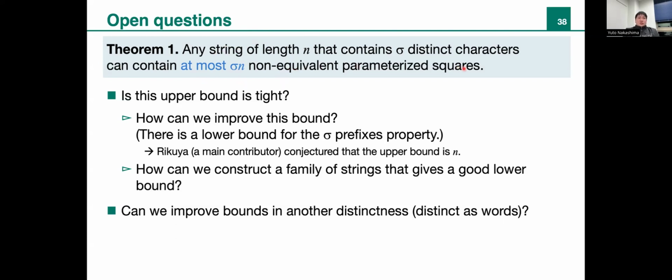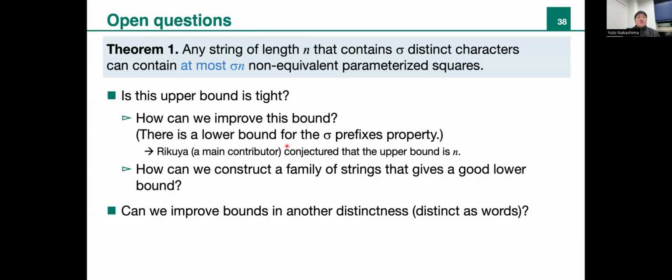So one natural open question is whether this upper bound is tight. How can we improve this upper bound? Or how can we construct a family of strings that gives a good lower bound? Based on our knowledge, there is no good lower bound for this problem. For improving the upper bound, my colleague Rikuya conjectured that the upper bound is n, but I don't know his idea.